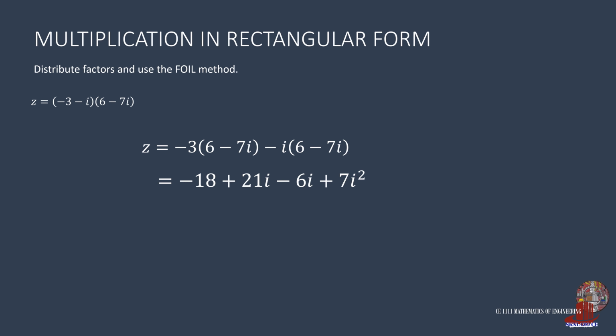But what is i? i is equal to the root of negative 1. So taking its square removes the radical sign, leaving negative 1. So the solution now becomes negative 18 plus 21i minus 6i minus 7. Collect similar terms to have negative 25 plus 15i.